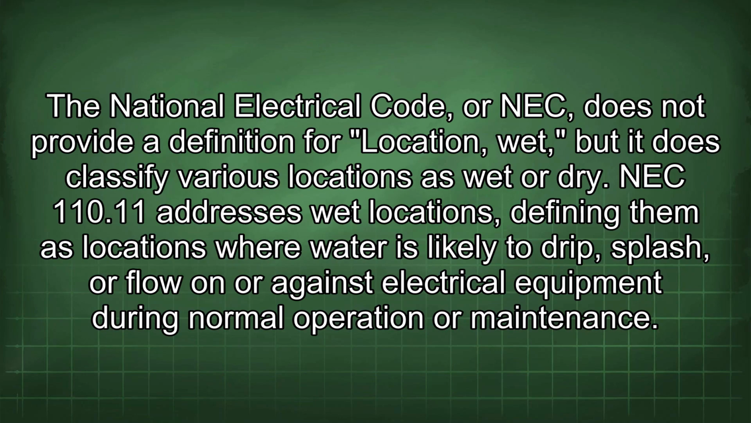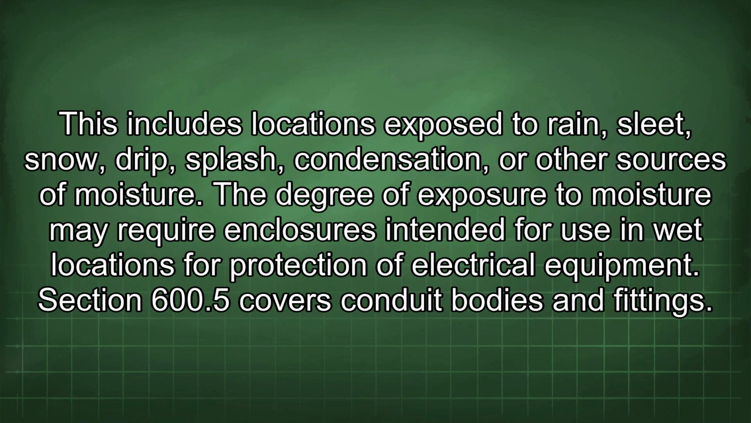The National Electrical Code, or NEC, does not provide a definition for "location wet," but it does classify various locations as wet or dry. NEC 110.11 addresses wet locations, defining them as locations where water is likely to drip, splash, or flow on or against electrical equipment during normal operation or maintenance. This includes locations exposed to rain, sleet, snow, drip, splash, condensation, or other sources of moisture. The degree of exposure to moisture may require enclosures intended for use in wet locations for protection of electrical equipment.